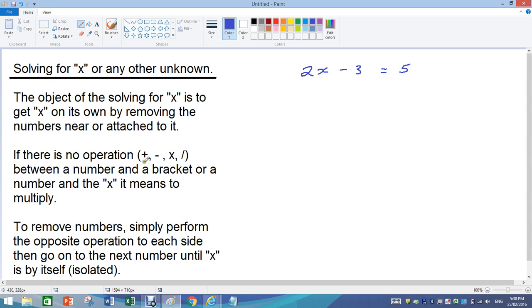So first thing to note, plus and minus go together, they're opposites, and then times and divide go together, they're opposites as well. So the opposite of plus is minus, and the opposite of times is divide. So that's going to be important for here. That's how we remove numbers. We just do the opposite.